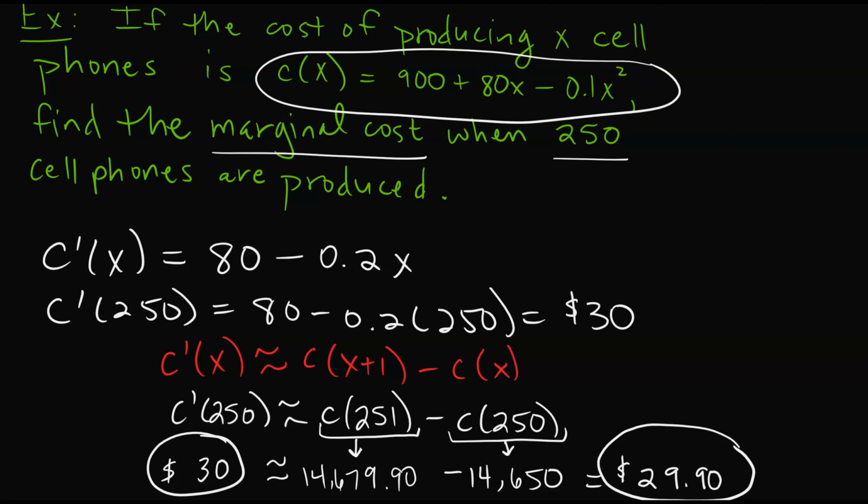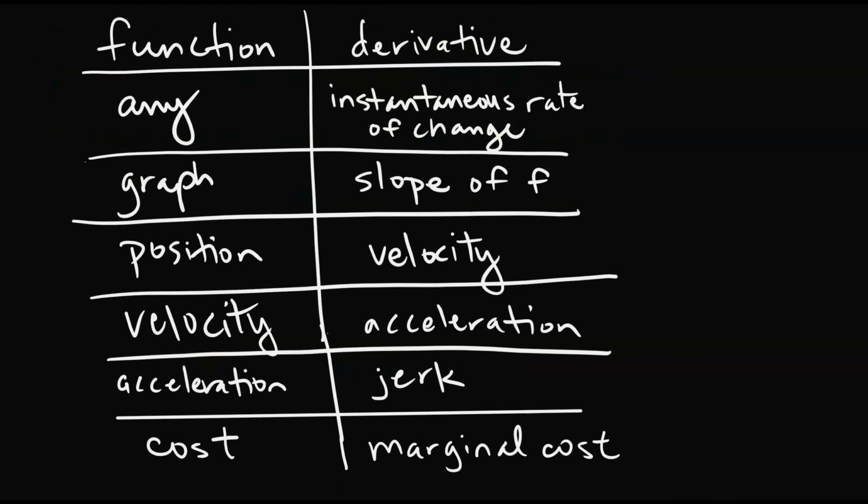Okay, so we showed that that approximation is pretty good, assuming that there's no dramatic jumps in our function. Okay, so we can just complete our table by adding marginal cost in the derivative column, and then I'll just remind you that we could replace cost with revenue or profit, and we get the same results.